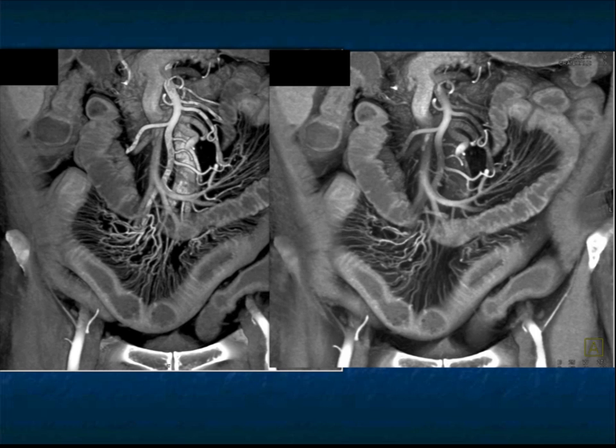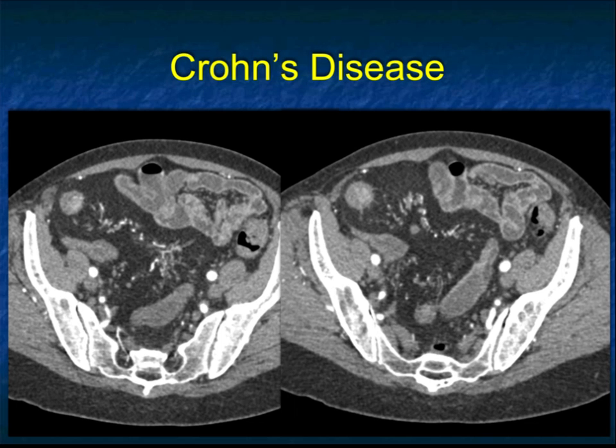And if you use volume rendering, you could look at the bowel wall thickening as well as the vasa recta. With MIP, you're not going to see the bowel wall thickening well because it's a projection technique. So we'll use both techniques. And as you can see in this case, the volume rendering works very nicely. Another example of Crohn's. Here you see some prominent vessels in the right lower quadrant, but what you also see in the right lower quadrant is a lot of fat.